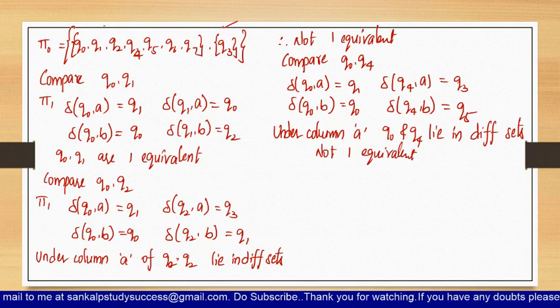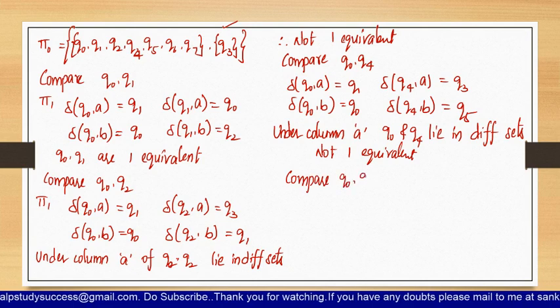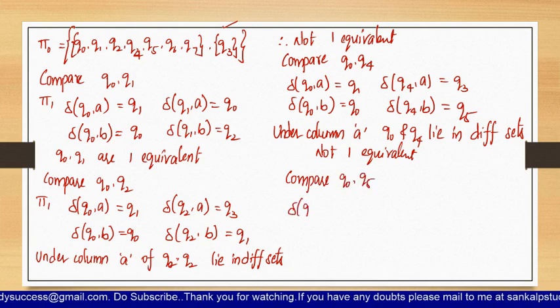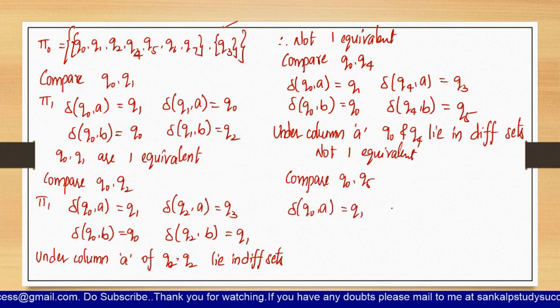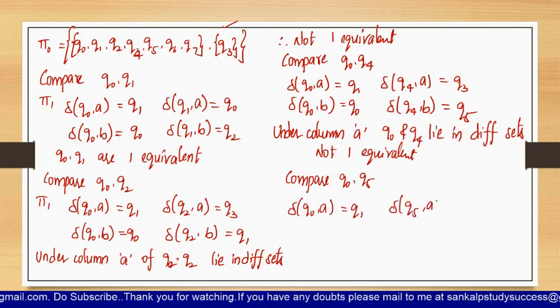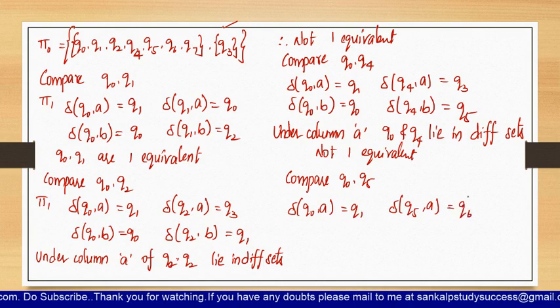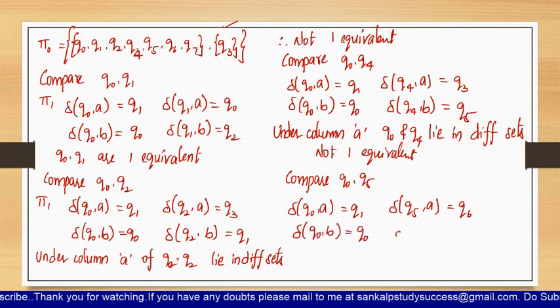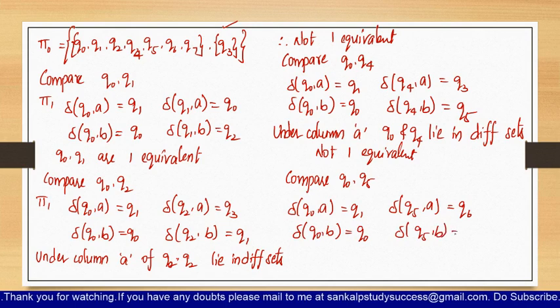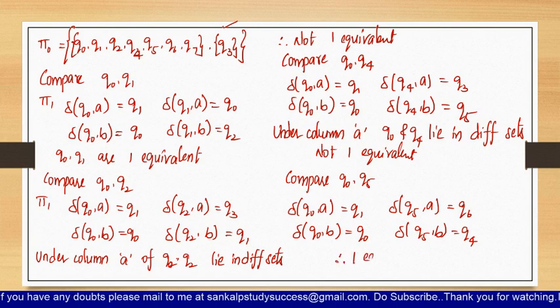Now we are done with q0 comparing with q4. Now we are going to compare q0 with q5. So compare q0 with q5. Transition function of q0 comma a is nothing but q1, and the transition function of q5 comma a will become q6. Transition function of q0 comma b is equal to q0, and transition function of q5 comma b is equal to q4. So here if you carefully observe, q1 and q6 belong to the same set, and also q0 and q4 belong to the same set. So therefore they are one equivalent.